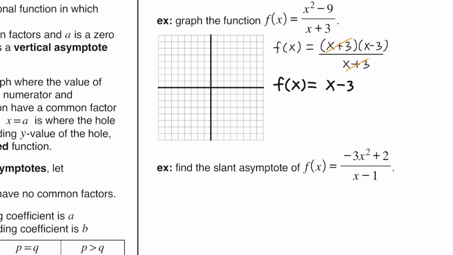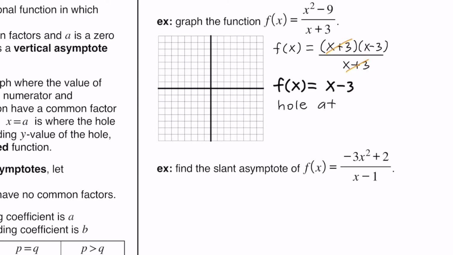Okay, so this graph is a straight line, and because a common factor canceled, there's going to be a hole. And again, to find the hole, you look at the factor that was canceled. If you set that factor equal to 0, that tells you the x coordinate of the hole. So because the factor is x plus 3, that means the hole is at x equals negative 3.